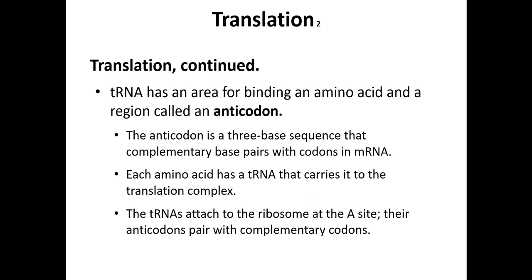The anticodon is a 3-base sequence on a tRNA that will complementary base pair with the codons of the mRNA. The complementary base pairing between the anticodon and codon is how the tRNA brings the correct amino acid into the correct order instructed by the mRNA strand.